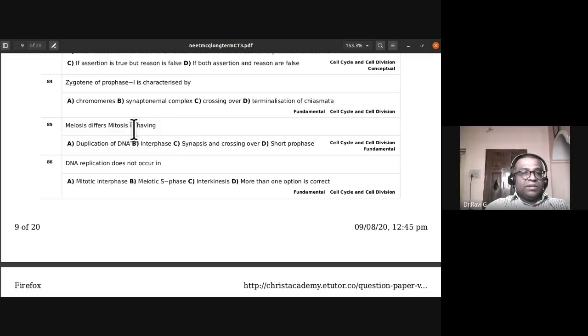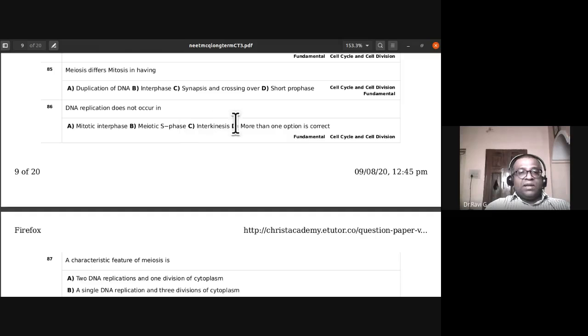Meiosis differs from mitosis in having duplication of DNA, interphase, synapsis, and crossing over. So synapsis and crossing over are unique in case of meiosis, not found in mitosis. Where does DNA replication not occur? Is it mitotic interphase, meiotic S phase, interkinesis, or more than one? See, in interkinesis it does not occur. DNA replication does not occur in interkinesis.